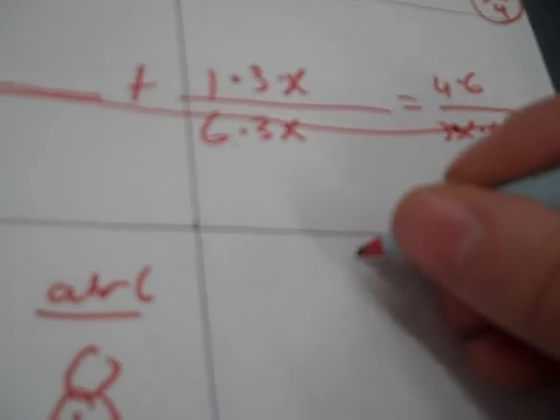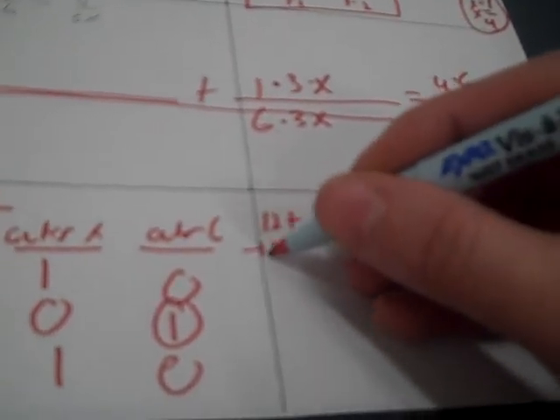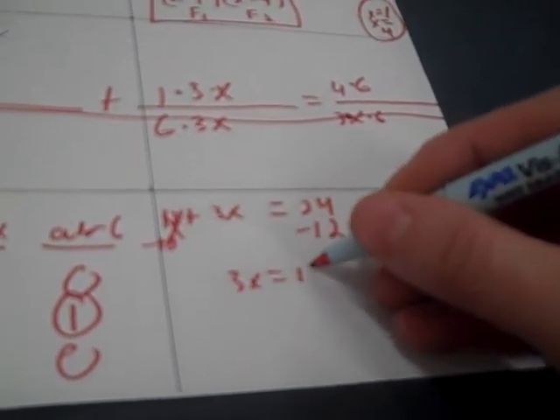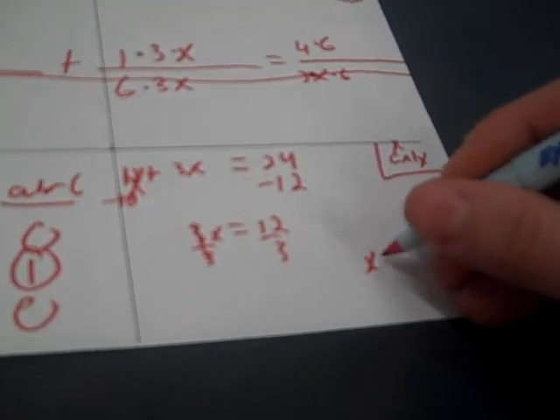Okay, cross those out, and this is going to be an easy one. You can have 12. 1 times 3 is 3, times x is 3x, then 4 times 6 is 24. Now I have just x only here, so I don't need to factor. Let's get the x by itself. Minus 12 takes me to 12. 3 times x is 12. Then divide by 3, and x is 8.